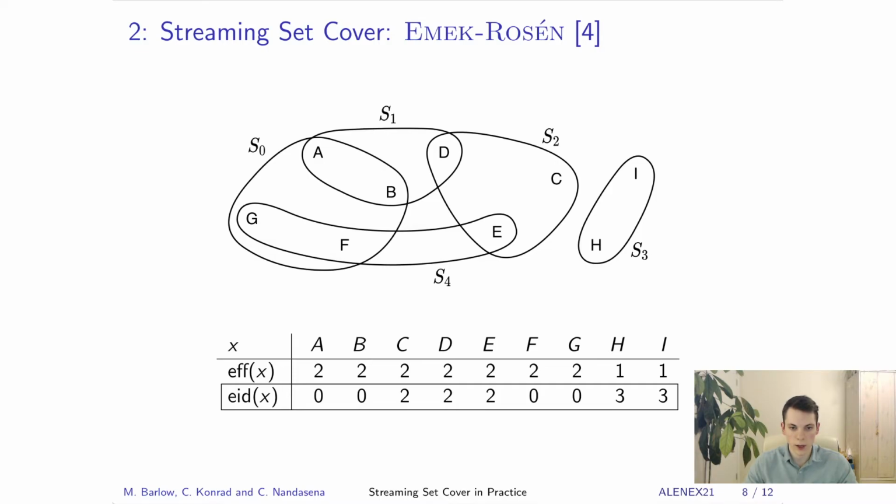And we can extract a cover from this cover certificate by simply noting the unique identifiers in the certificate. In this case that's just 0, 2 and 3. Those together are the optimal cover for this problem instance.